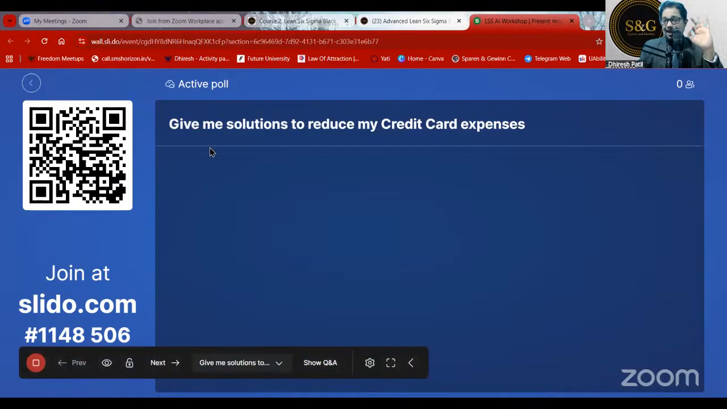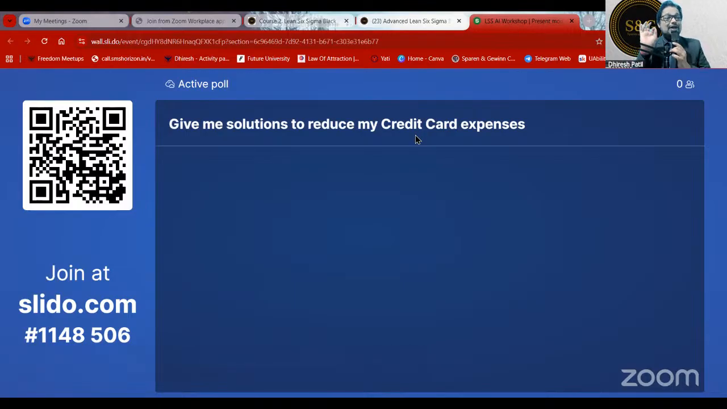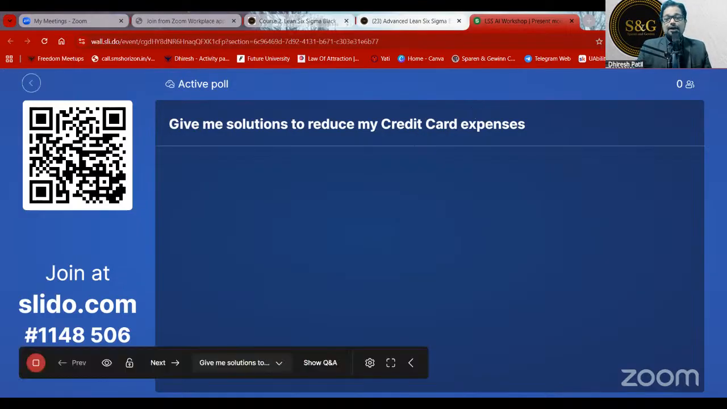Now, the question I have asked is, give me solutions to reduce my credit card expenses. To reduce my credit card expenses, give me one or two solutions. Can you scan the QR code and give me the solution in one or two words? It will get reflected on the screen right now. Can you scan this QR code?